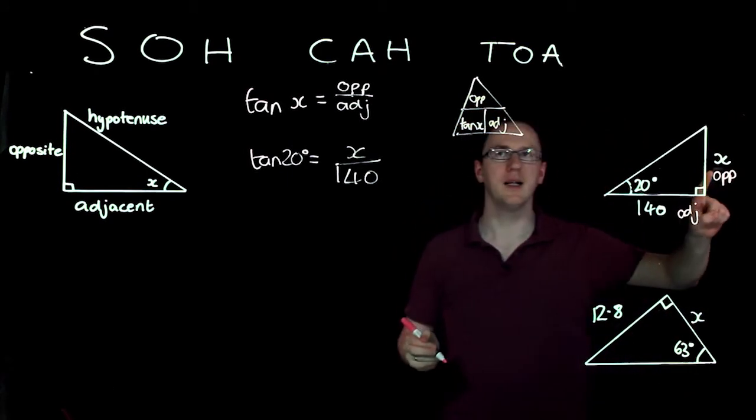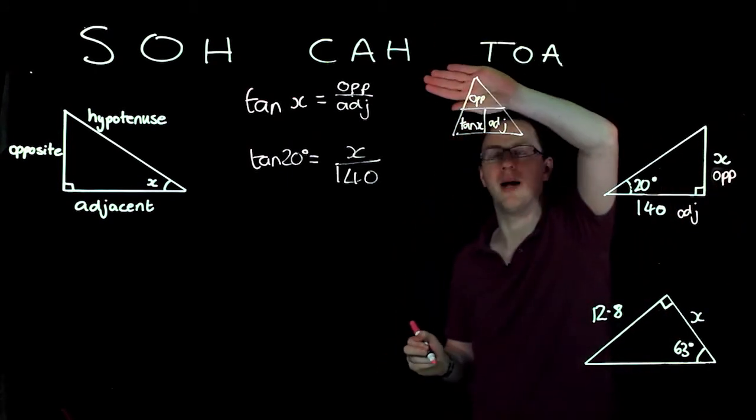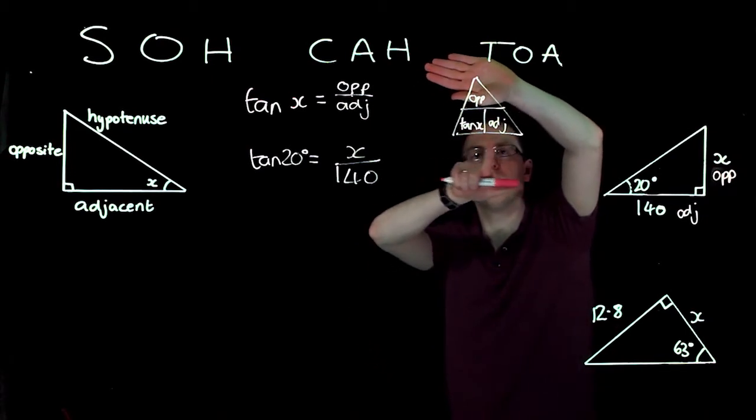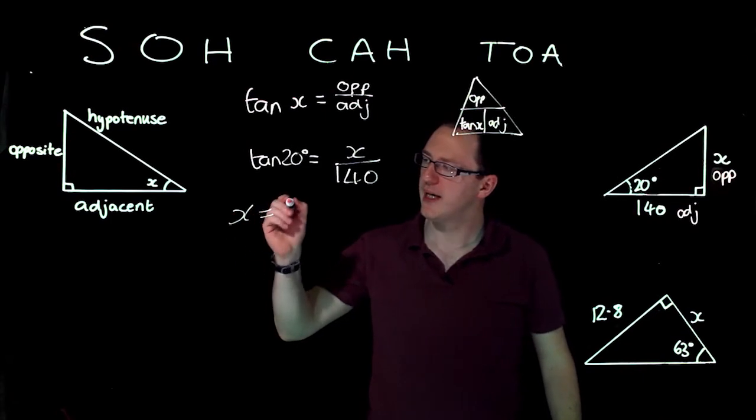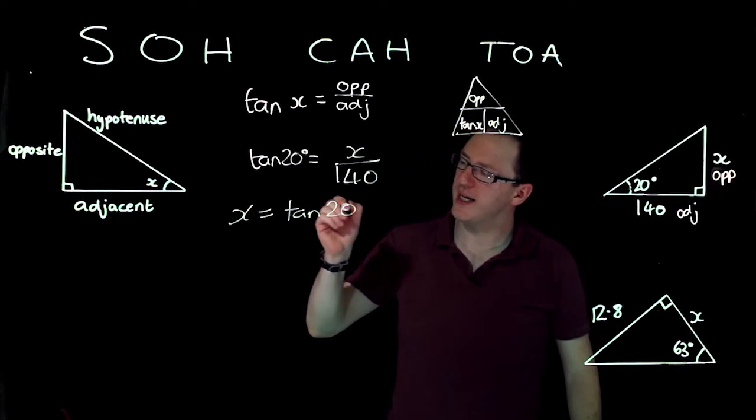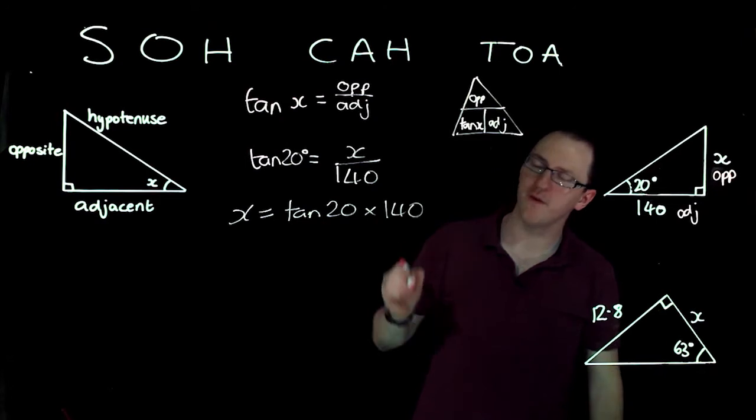And I'm trying to find the opposite. So I'm going to cover my opposite, and I can see to find that, I'm going to multiply tan x and the adjacent. So x equals tan 20 multiplied by 140.